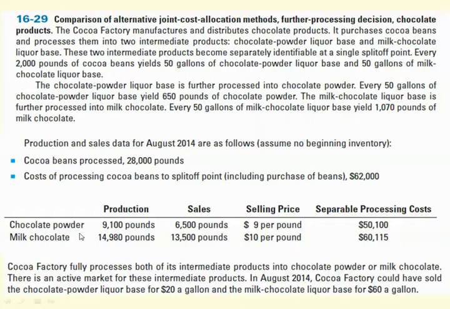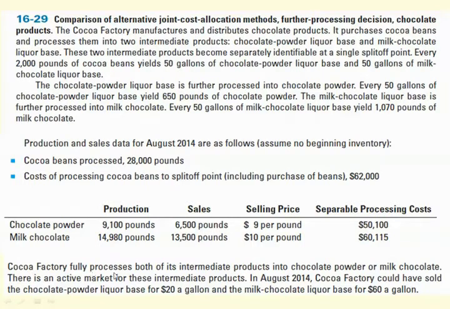Milk chocolate, its production: 14,980 pounds. Sales: 13,500 pounds, with a selling price of $10 per pound and separable processing costs of $60,115.